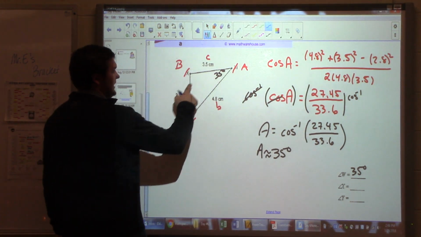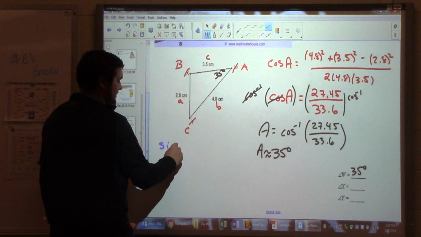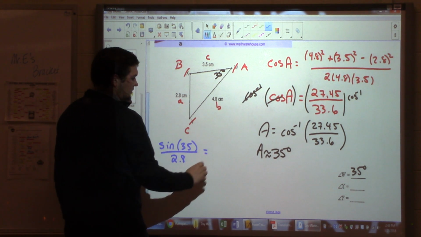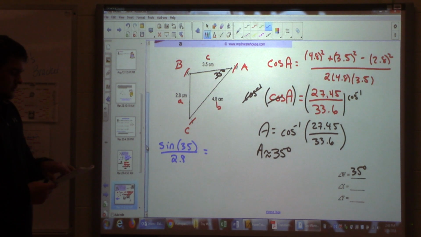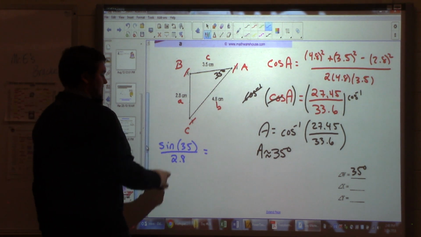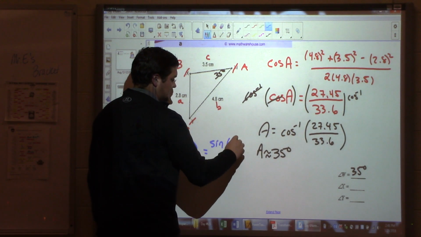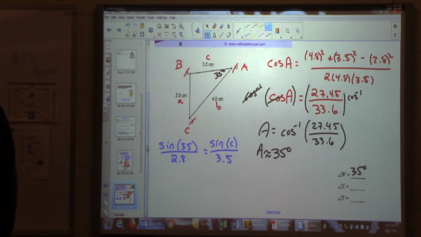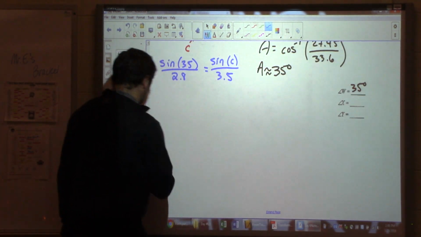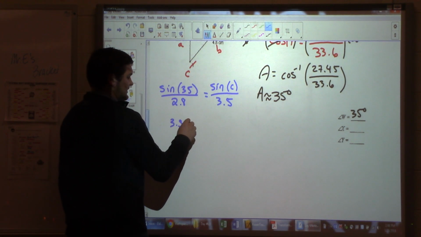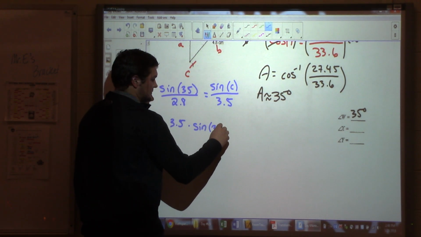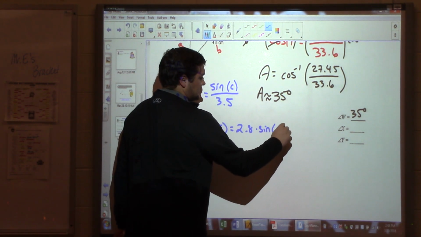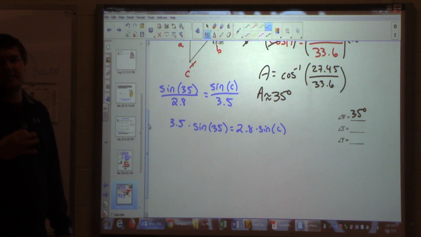So, I have angle A and side A, so I need to use those two. Sine of 35 over 2.8 equals, which one do we want to solve for? Y. Y, so C. So sine of C over 3.5. Right? And we're just going to cross multiply and solve it. So, 3.5 times sine of 35 equals 2.8 times sine of C. We're just going to divide by 2.8 on both sides.